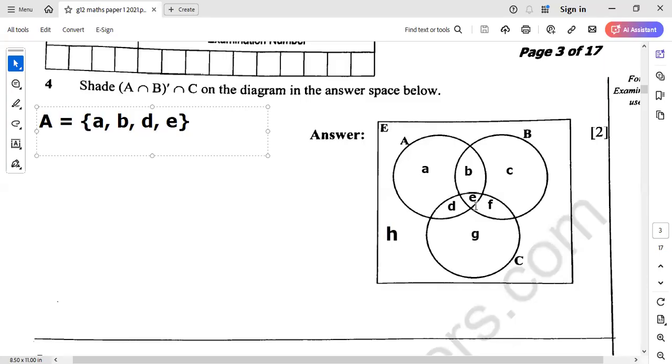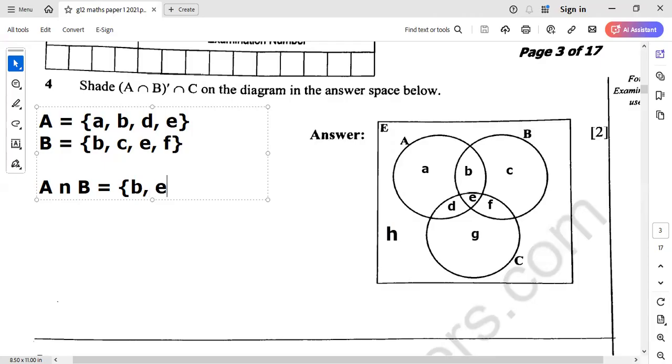Then set B, what do we have? Set B, we have b, c, e, f. So what's common between these two? It's definitely b and e. So A intersection B is equal to b and e.